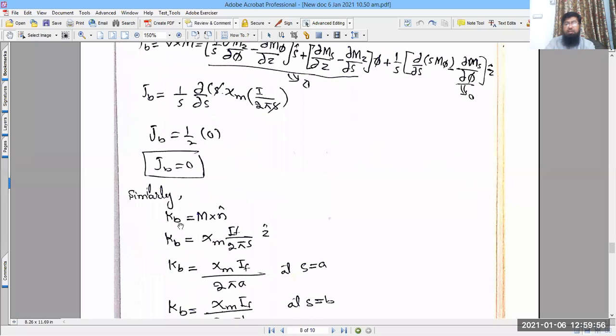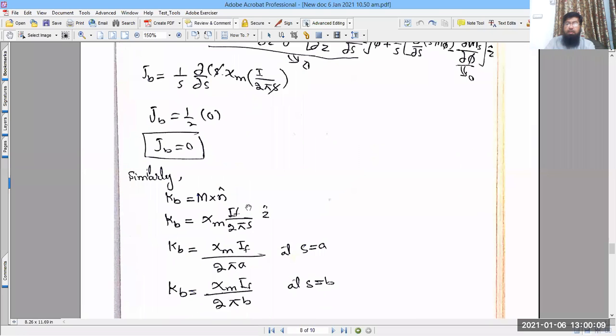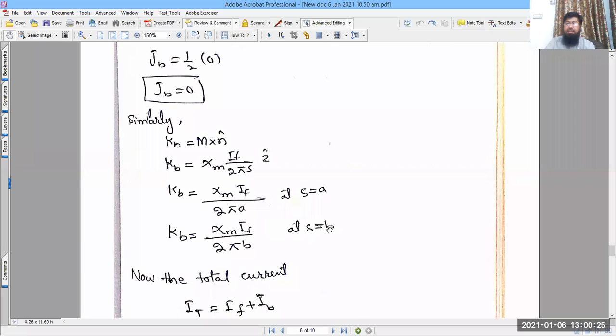The second equation is the surface current density, which is equal to M cross n. M is equal to I upon 2 pi s, which we have given in this equation, I upon 2 pi s, into z, because it is along the z axis. So K_b is equal to chi of m I_f upon 2 pi s. At s equal to a, means at the surface of the inner cylinder, it is equal to this. At the surface of the outer cylinder, s is equal to b, means this is in between.